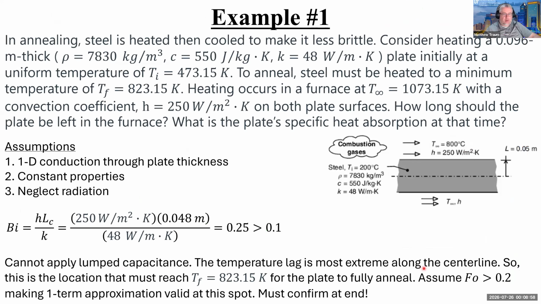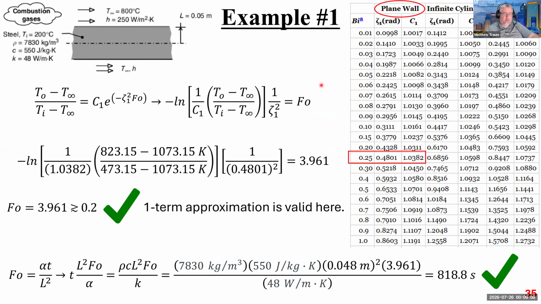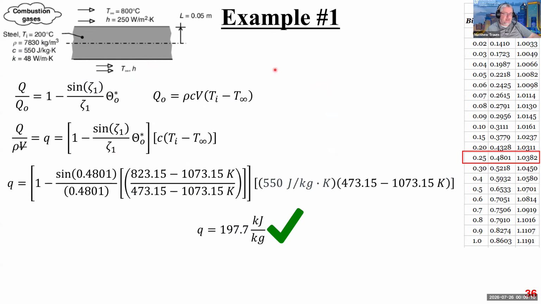The second part, if we remember, was what is the plate specific heat absorption at that time? Specific heat absorption means energy per mass, right? Specific energy is energy per mass. So I'm going to find the amount of heat that was absorbed, and then I'm going to make sure that it's in units of kilojoules per kilogram, right? Specific energy.